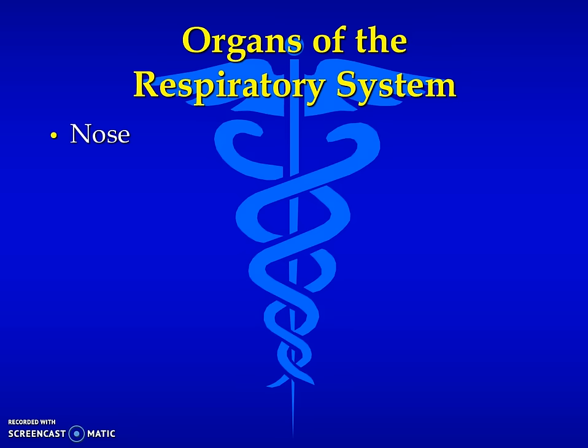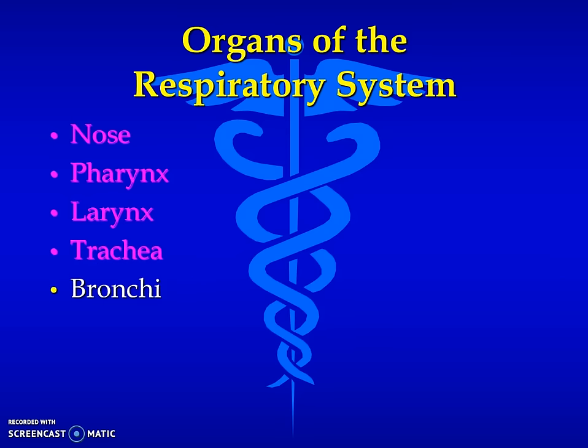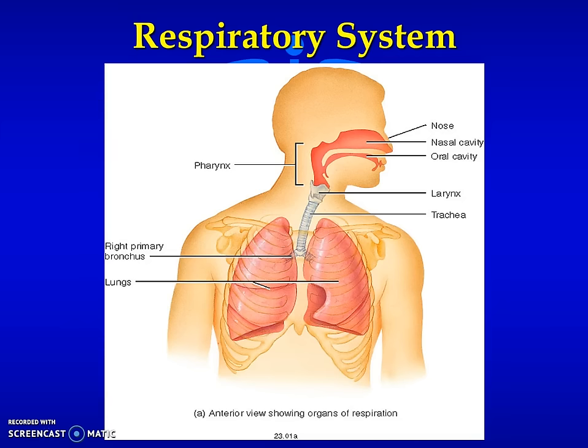So the organs of the respiratory system are our nose, pharynx, larynx, trachea, bronchi, and our lungs. So as you can see again, we have the nose, the pharynx, larynx, trachea, and then down to the bronchus, and then into the lungs.